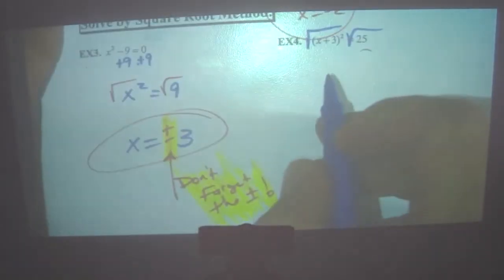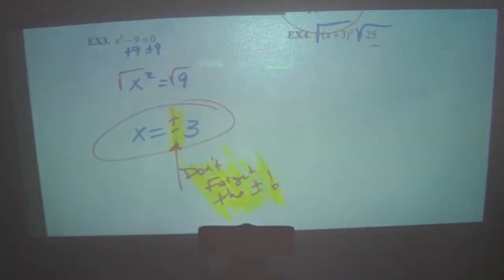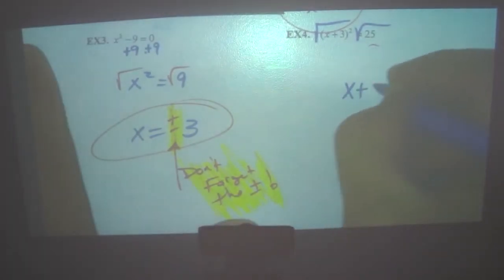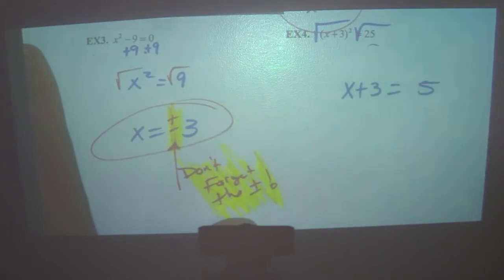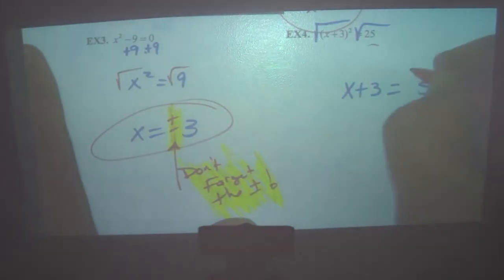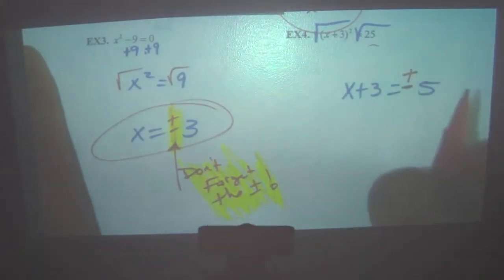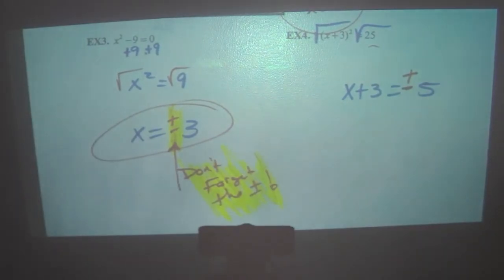All right, I got another one here. Last example for square root method. I take a look. I've got x plus 3 quantity squared equals 25. This time I have a quantity squared. Well, I'm ready to use the square root method. So I square root. I get x plus 3 equals, the square root of 25 is 5. But Mr. Gotch, don't forget the plus or minus. That should be plus or minus 5.